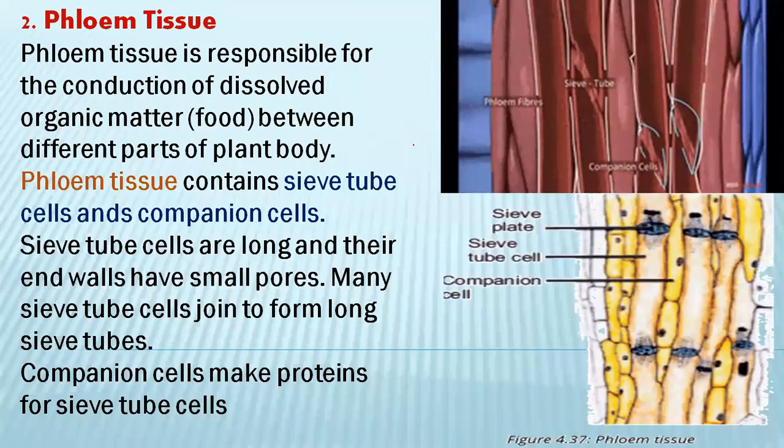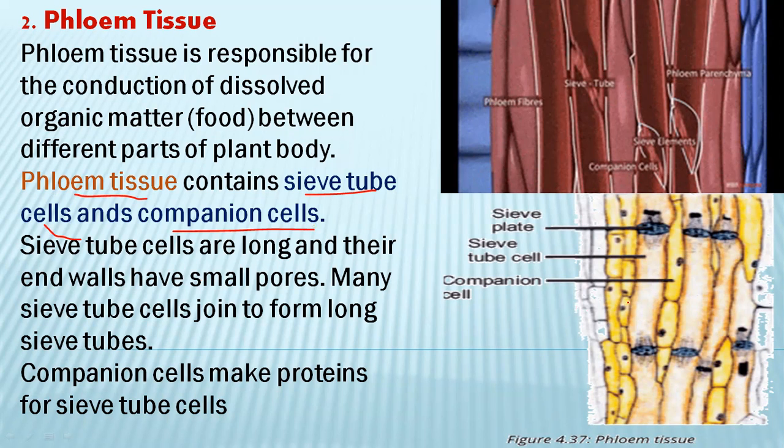Last but not the least, we have phloem tissue, and that is responsible for conduction of dissolved organic matter. Which organic matter? The food they make, like glucose, by the process called photosynthesis. From photosynthesis they prepare the food and then conduct it to all parts of the plant. So phloem tissue contains several types of cells like sieve tubes and companion cells, and also phloem parenchyma and phloem fibers.